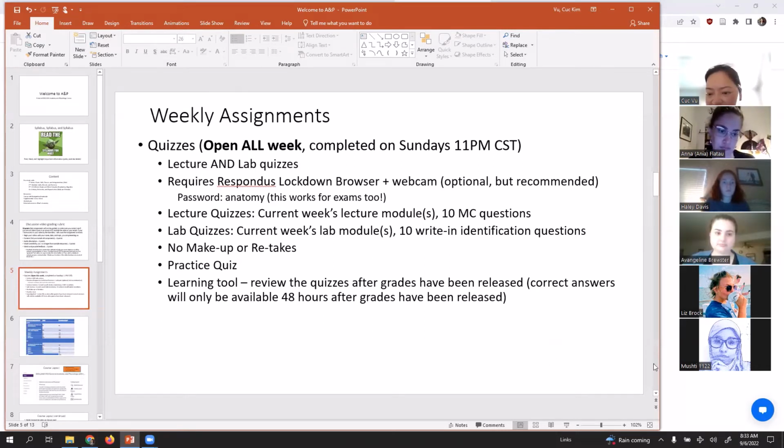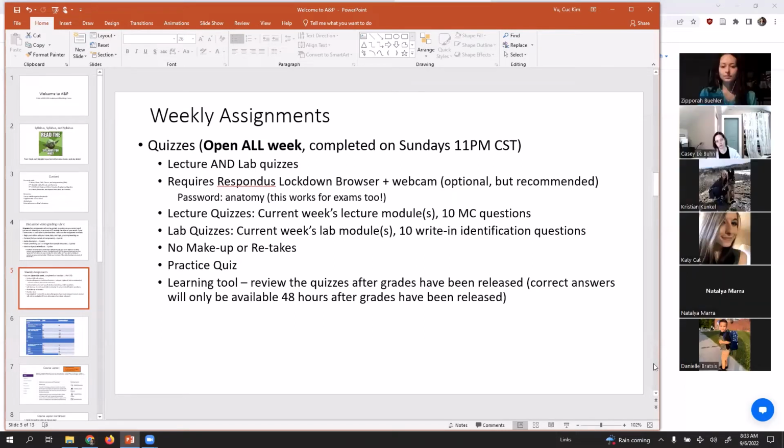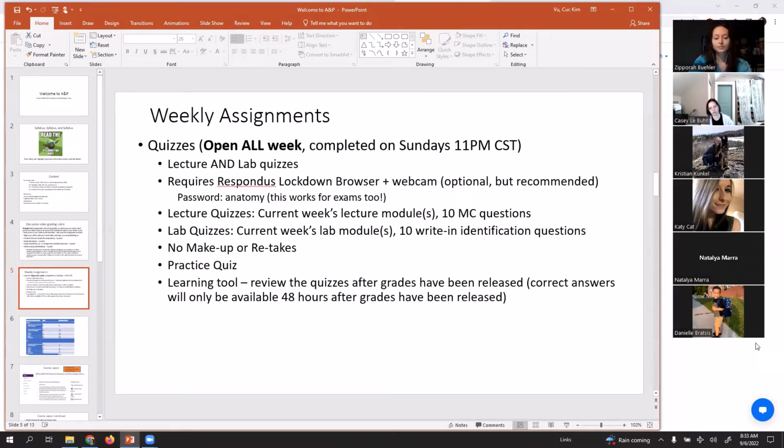Other questions? I have a question. Yes. I don't know if this was already said, but what are the time limits for the quizzes and the exams? Great question. Each quiz you have 1 minute per question. Both lecture and lab quizzes have 10 questions each, so you have 10 minutes. On the exam, if it's a 30 question exam, you have 30 minutes. If it's a 50 question exam, you have 50 minutes. If it's a 100 question exam, you have 100 minutes. So essentially we stick to the standard of 1 minute per question.